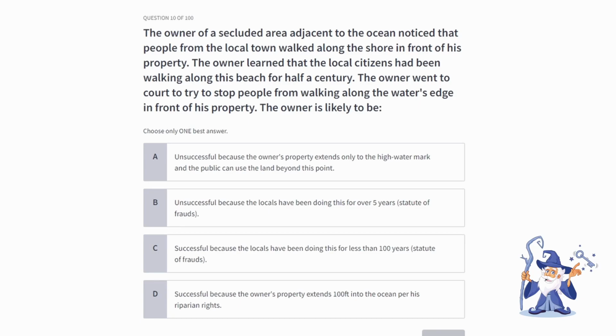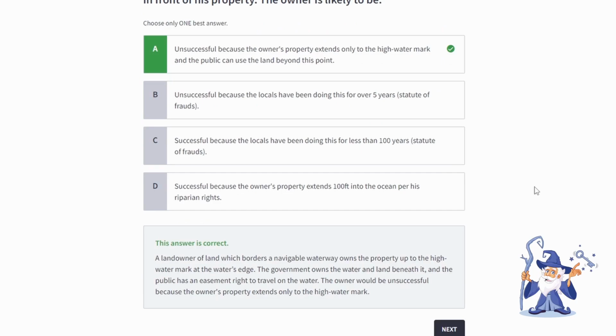Alrighty, did you guys come up with the correct answer? Hopefully. Alright, so the correct answer for this one is going to be A. That's right, A. Unsuccessful because the owner's property extends only to the high water mark and the public can use the land beyond this point. So a landowner, or an owner of land, which borders a navigable waterway, owns the property up to the high water mark at the water's edge. Now, the government owns the water and land beneath it, and the public has an easement right to travel on the water. The owner would be unsuccessful because, again, the owner's property extends only to the high water mark.